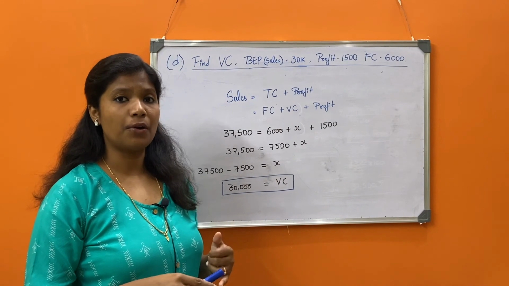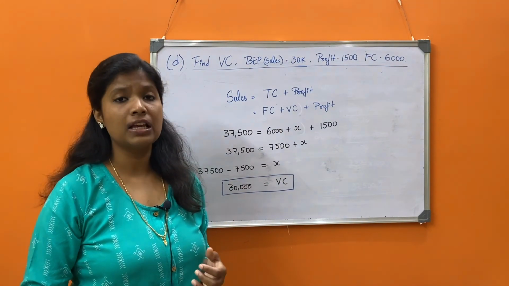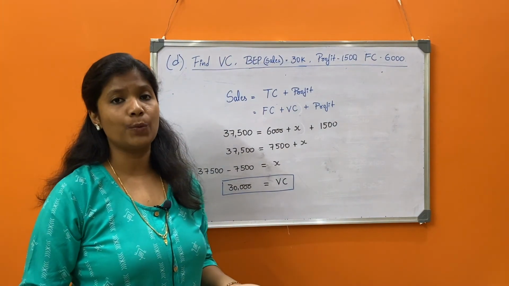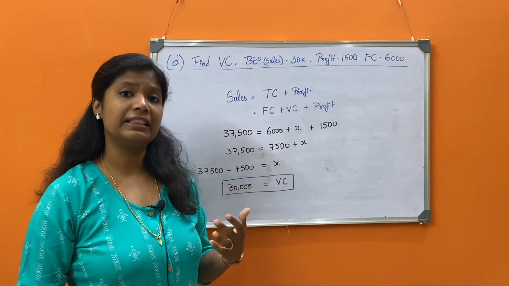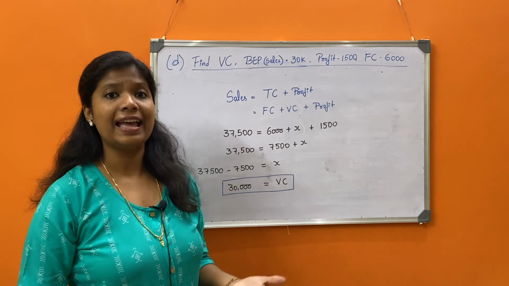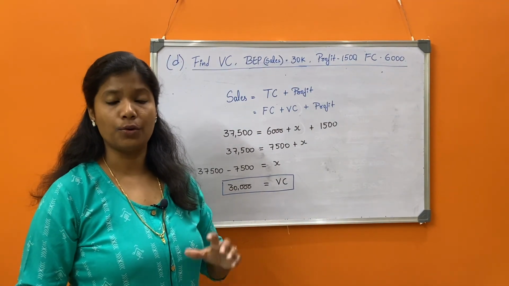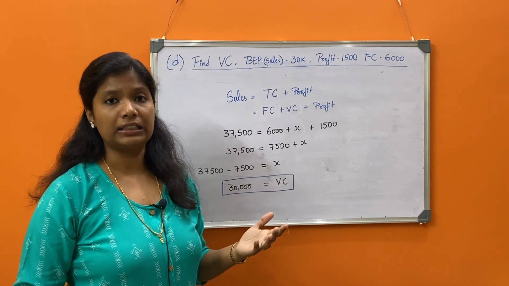So we first found out using BEP sales the PV ratio as 20%, and using PV ratio we found out sales as 37,500, and then we found out the variable cost, 30,000 rupees. So hope the whole question is clear to all of you.